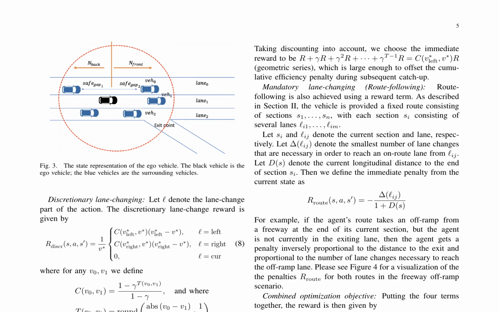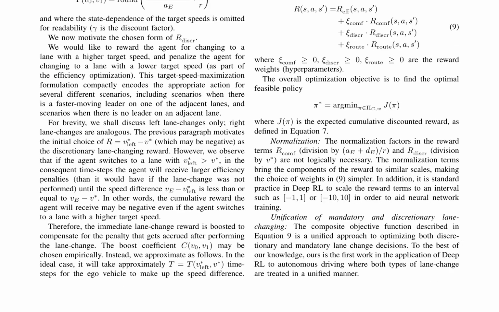The research focuses on developing a unified framework for autonomous vehicles to optimize both discretionary and mandatory lane changes. The discretionary lane changing reward is designed to encourage the vehicle to switch to a lane with a higher target speed, while the mandatory lane changing term ensures the vehicle follows its intended route. The overall optimization objective is to find the optimal policy that balances these two aspects.